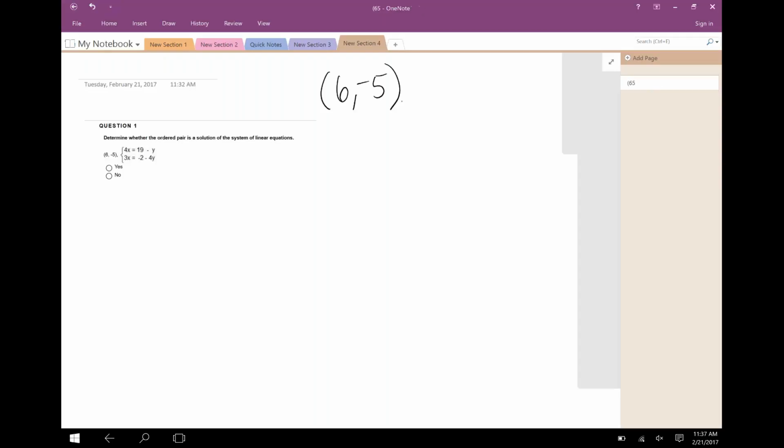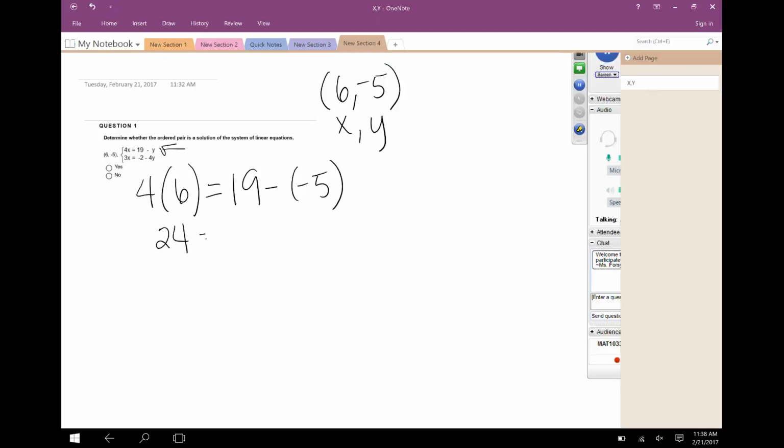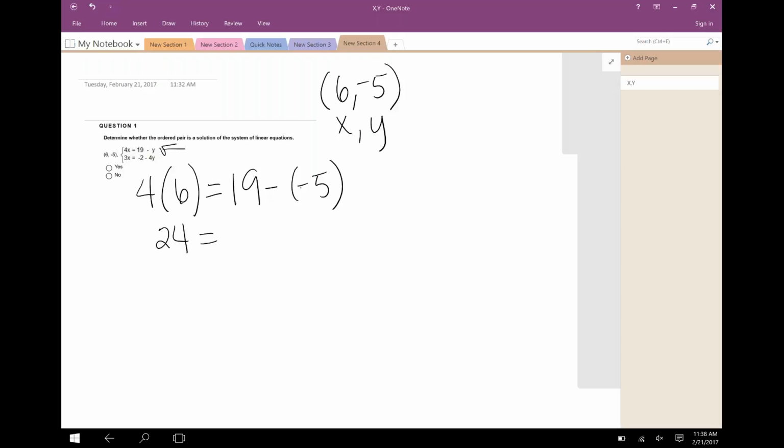So if we've got 6, negative 5, the 6 is your x, and the negative 5 is your y. So you want to plug these values into each equation. We'll start with the first one. So we have 4 times 6 equals 19 minus negative 5. So 4 times 6 is 24 equals 19 minus negative 5, which is the same thing as 19 plus 5, and 19 plus 5 is 24. So we do have a true statement for the first equation.